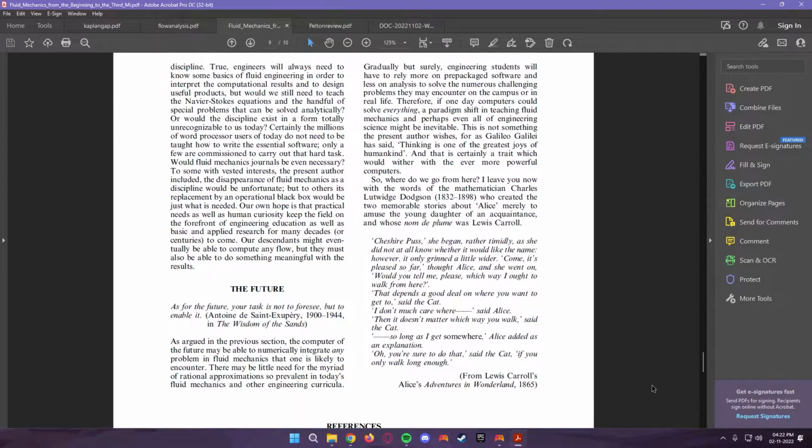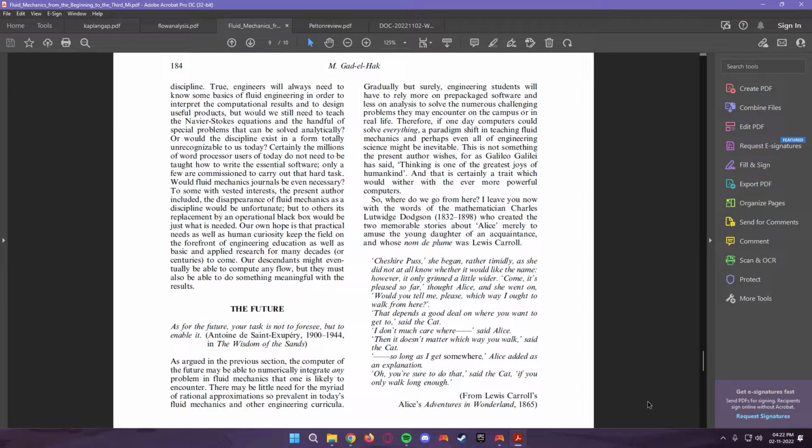Then they talked about the future. As argued in the previous sections, the computer of the future may be able to numerically integrate any problem in fluid mechanics. Now, basically this paper talked about the history of fluid flows and fluid mechanics.